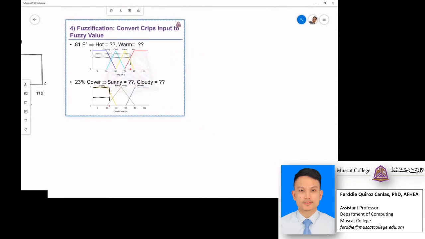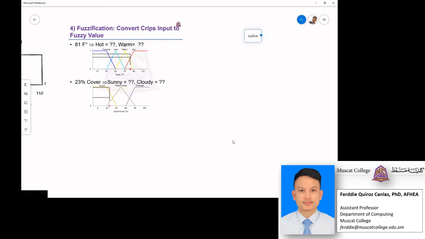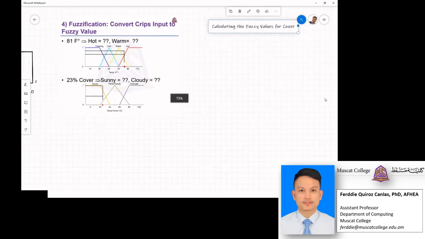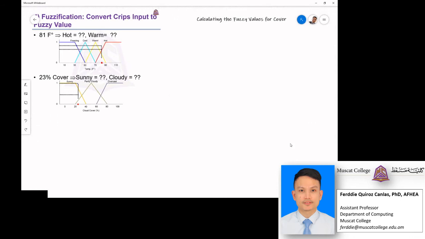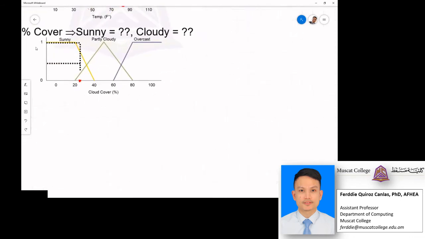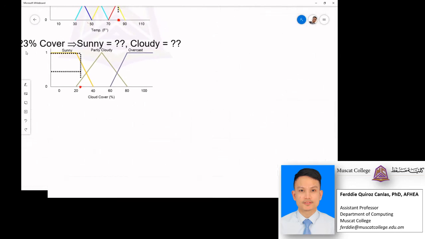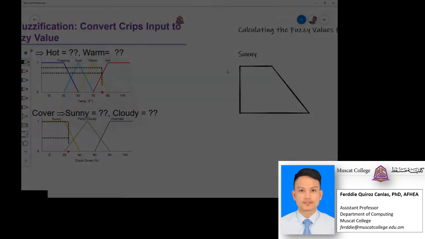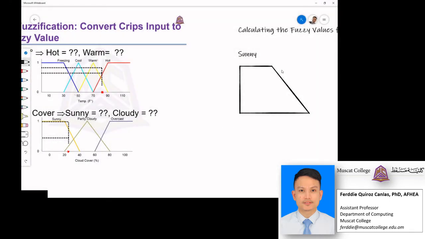Okay, so our focus now is on the cover. Ready? So based on the discussion, 23 is between sunny and cloudy, so we can calculate this, sunny and cloudy. For the sunny, again we have to note, okay, sunny is here.